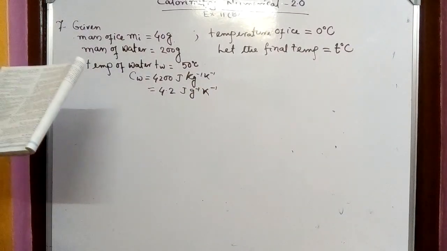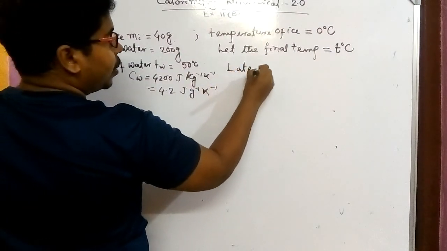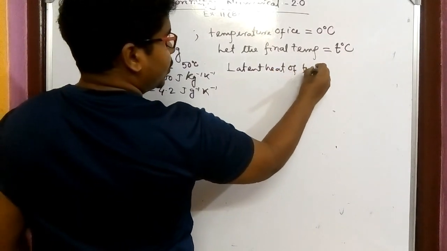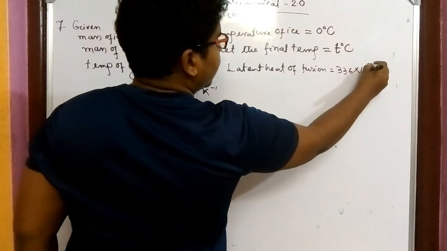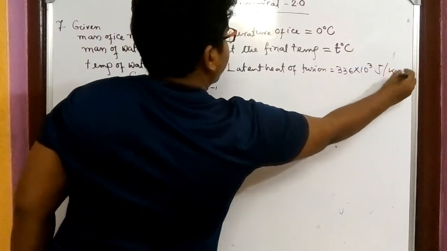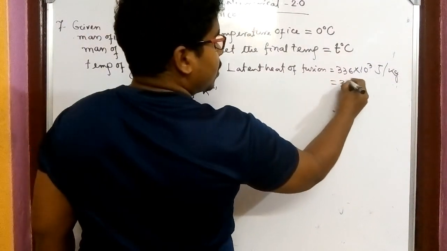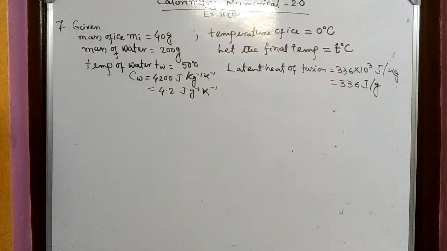Next, latent heat of fusion. So latent heat of fusion, it is given 336 into 10 to the power 3 joule per kg. Here also it is given kg, so you have to divide by 1000, so it is 336 joule per gram. So that change we have to make. So you have to mix it up.